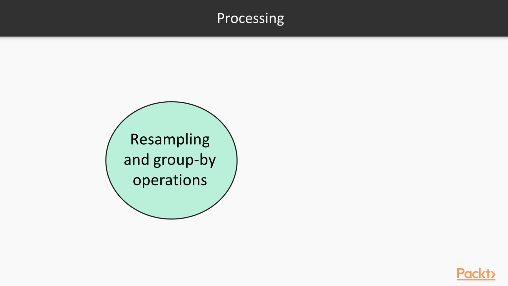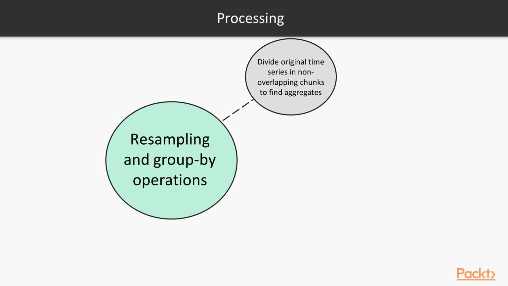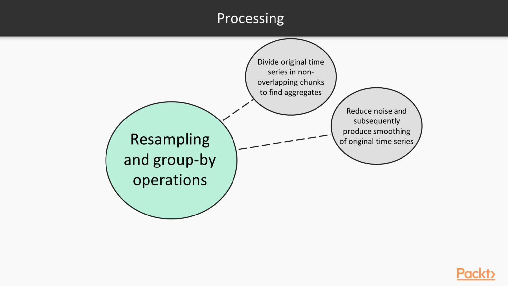Another example of data pre-processing for time series is computing aggregates over similar segments in the data. Note that both resampling and group-by operations divide the original time series data into non-overlapping chunks to find the aggregates. Both the techniques are going to reduce noise and subsequently produce smoothing of the original time series.